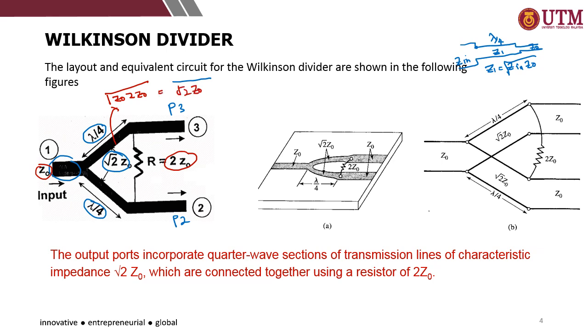Okay, and each of these transformers is connected to another resistor with the value of 2Z0. The function of this resistor is to dissipate the reflected power that appears at port 2 and port 3. And also it provides better isolation between port 2 and port 3. The two transformers help to improve the impedance matching between the input port and the output ports.